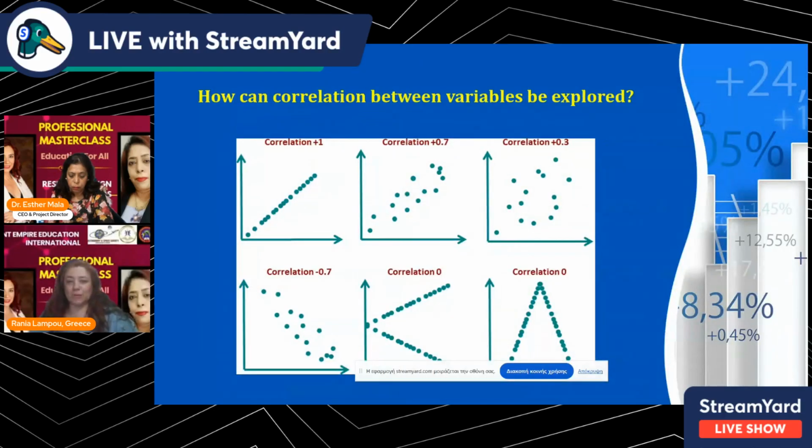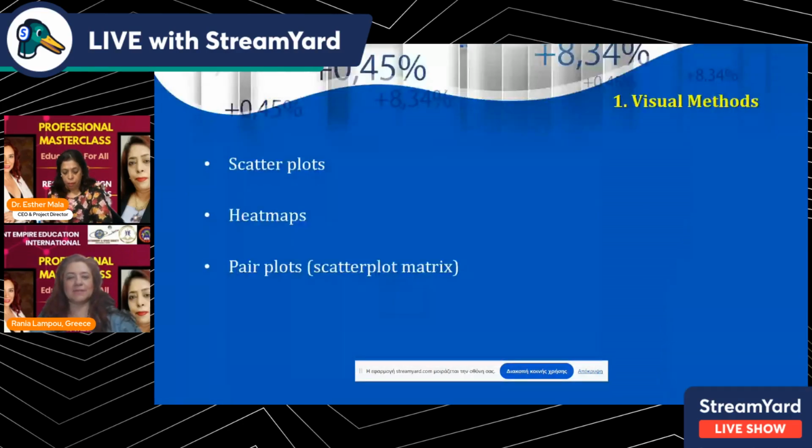So how can correlation between variables be explored? Exploring the correlation between variables helps us understand how two or more variables relate to each other, whether they move together, inversely, or not at all. For example, for visual methods, we have scatter plots. Here we plot two variables against each other. Patterns like upward or downward trends suggest positive or negative correlations. Heat maps visualize correlation matrices where color intensity shows the strength of correlation among multiple variables. And pair plots, a scatter plot matrix, show scatter plots for all pairs of variables in a dataset, which is useful for spotting relationships.